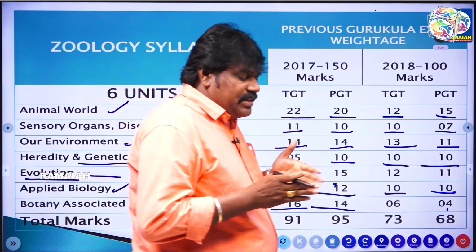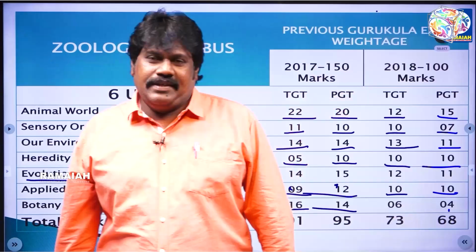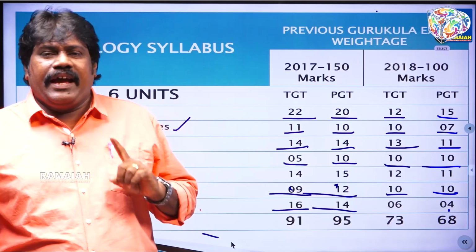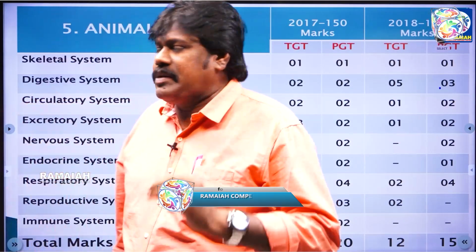See the chapter wise, it means unit wise syllabus. The first unit of zoology is called animal world. In the animal world, how many subtopics are present?